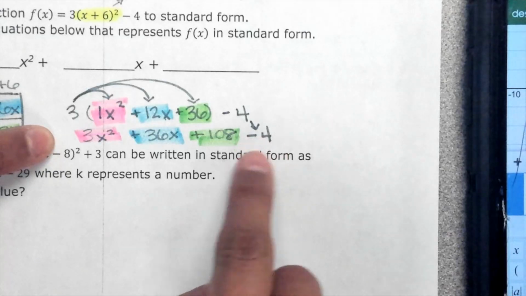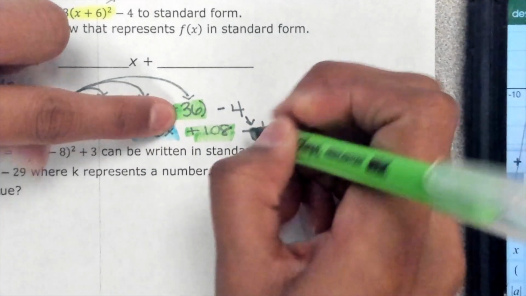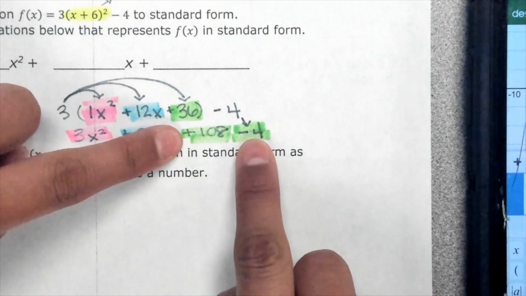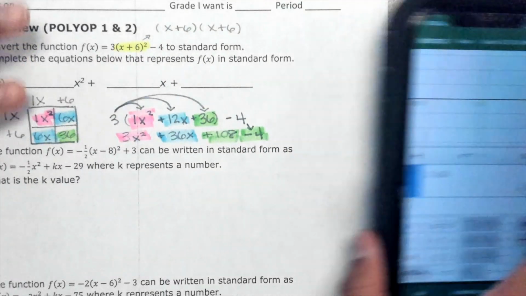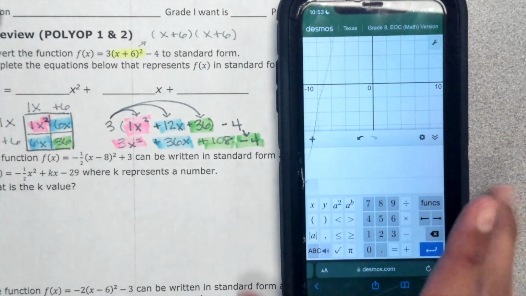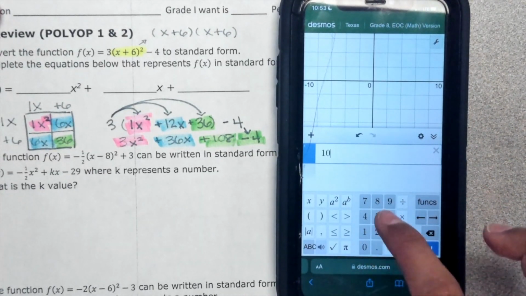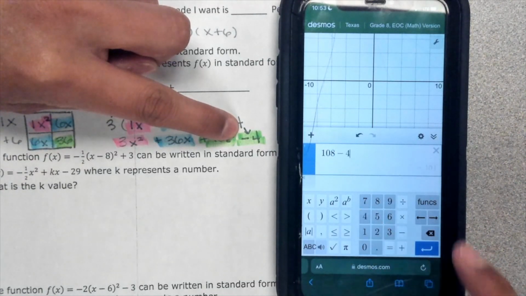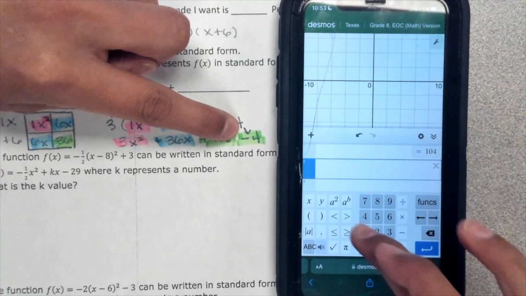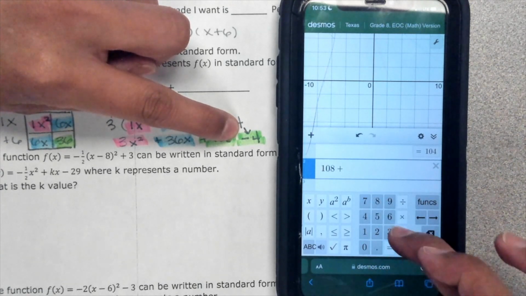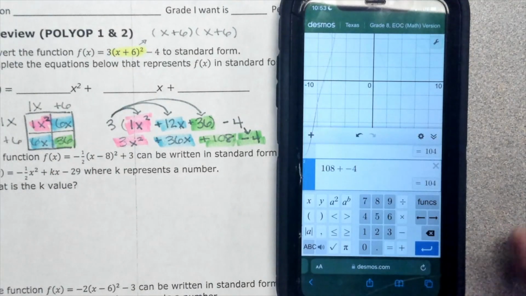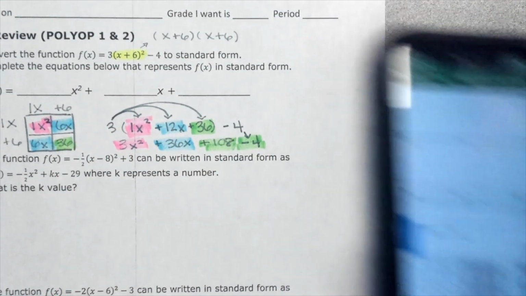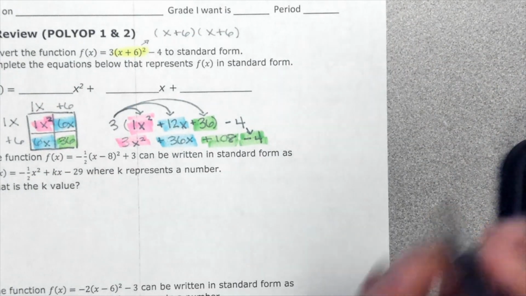The negative 4 is a like term of positive 108. So we have to add these two together. So what I'm going to do here with my calculator is do 108 minus 4, which is 104, or you can do 108 plus negative 4. When we combine, we're adding them together. So either way, you get the same answer. It comes out to 104. So that is my final answer.